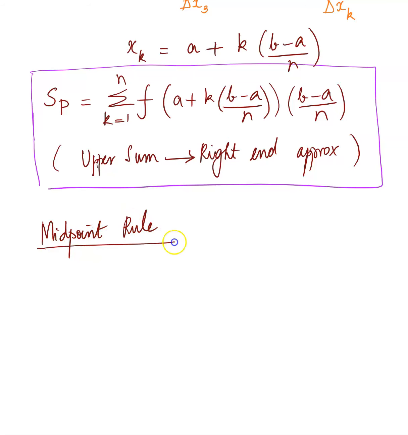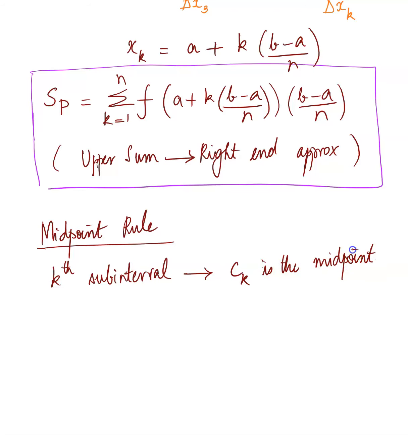For midpoint rule, within the kth subinterval, ck is the midpoint. Okay. So everything else will be pretty much the same, right? Length times the width and all that. The only place where we will have a difference is that everywhere we said xk, here we're going to call it ck.